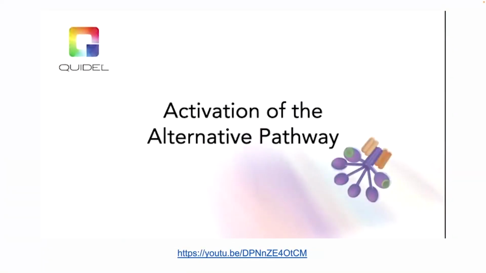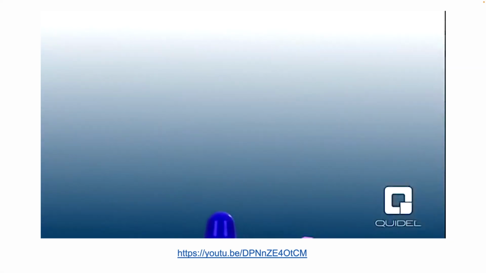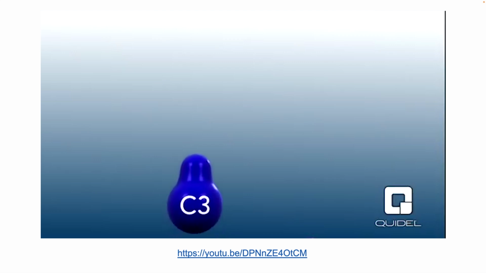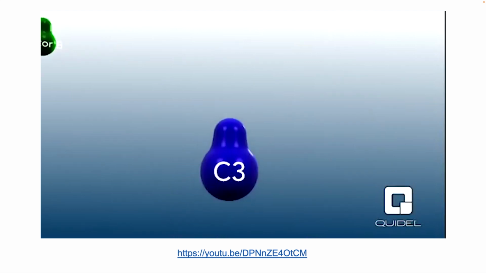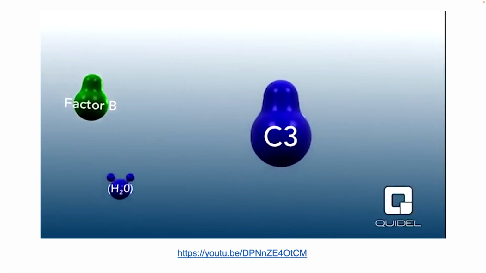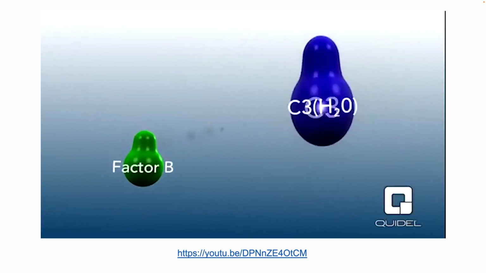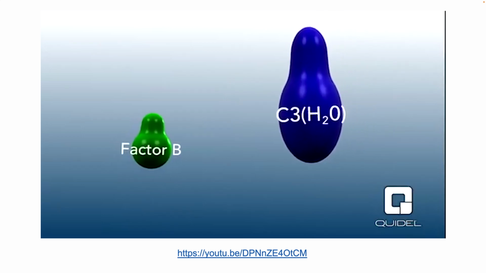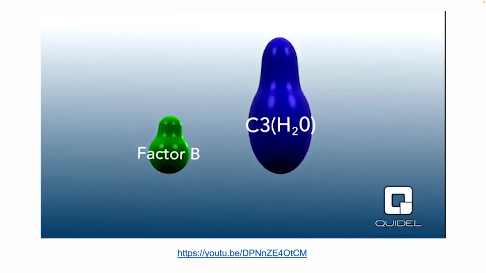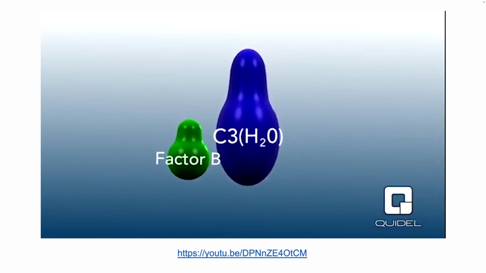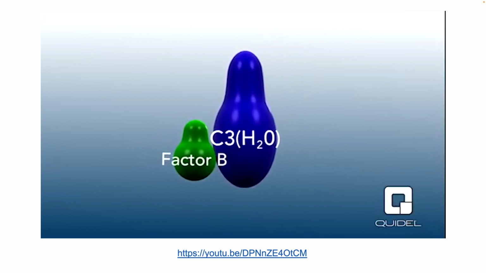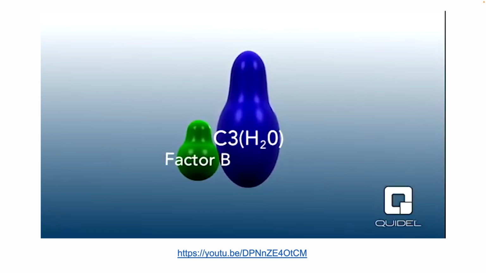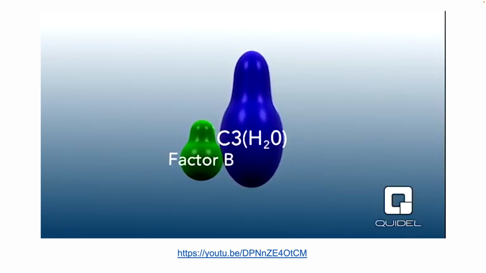Activation of the alternative pathway. The alternative pathway of complement is activated by LPS and other lipopolysaccharides found on the surface of invading pathogens. The alternative pathway is always active at a very low level. This activation is due to the spontaneous hydrolysis of an internal thiol ester bond in C3. Hydrolyzed C3, called C3 water, has a binding site for factor B, another protein in the alternative pathway.